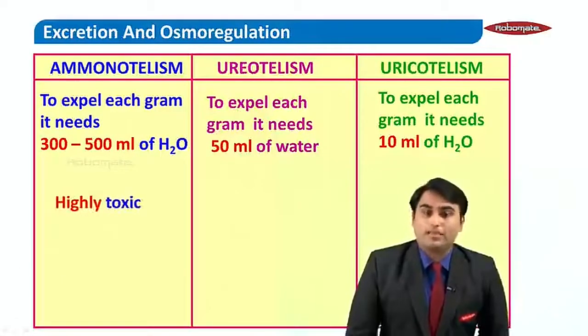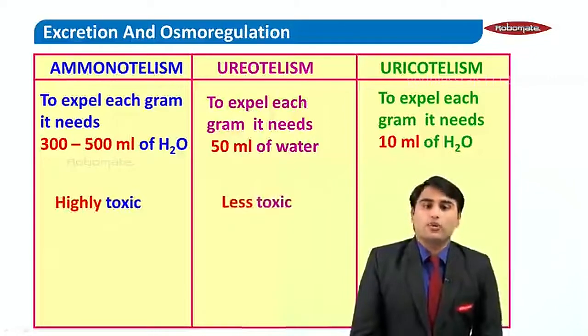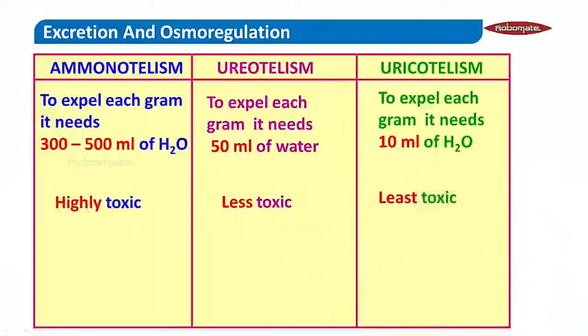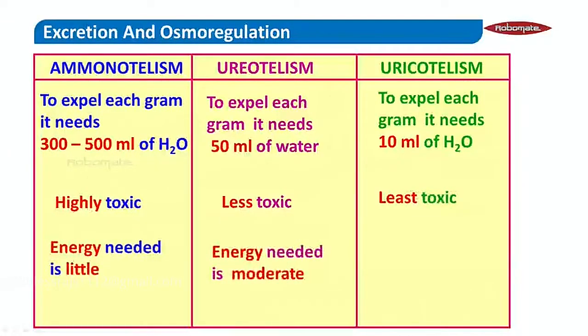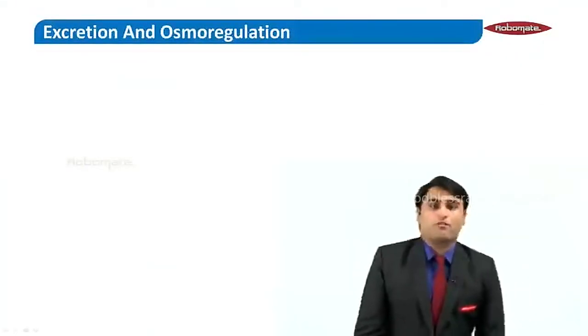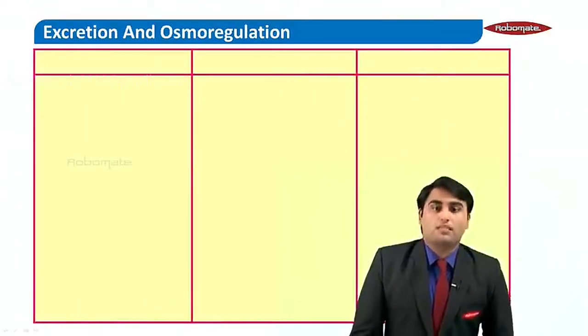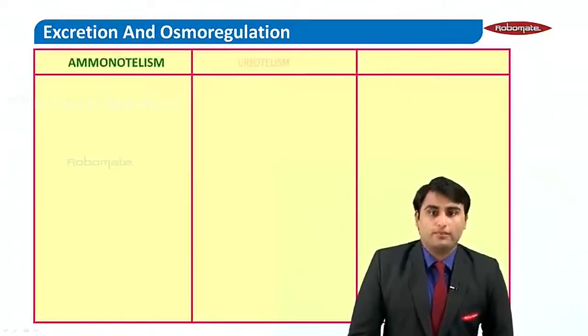Ammonia is a highly toxic waste, urea is a less toxic waste compared to ammonia, and uric acid is the least toxic of all the three wastes. Energy needed is very little for ammonia, for urea the energy requirement is moderate, and the highest energy is required for formation of uric acid. So those were the differences of ammonotelism, ureotelism and uricotelism. Now let's see all the different points together.